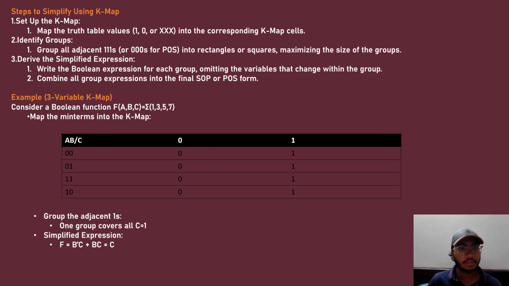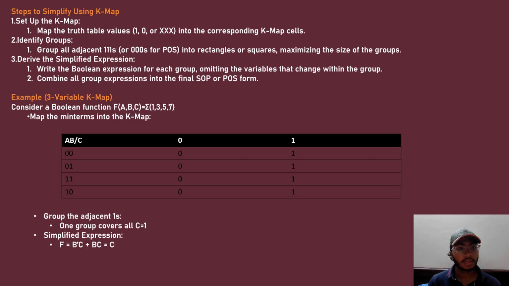Steps to simplify using K-map. Set up the K-map. Map the truth values 1, 0 or X into the corresponding K-map cells. Identify groups. Group all adjacent 1s, or 0s for POS, into rectangles or squares, maximizing the size of the groups. Derive the simplified expression. Write the Boolean expression for each group, omitting the variables that change within the group. Combine all group expressions into the final SOP or POS form.